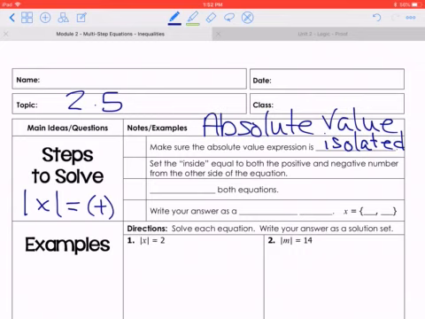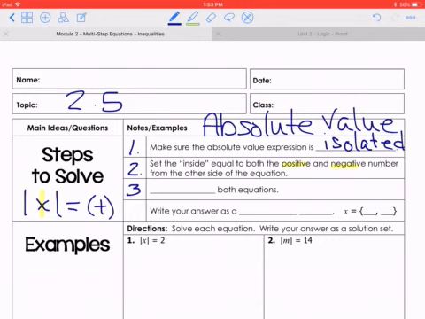So, for step 1 then, we're going to make sure that the absolute value expression is isolated. That means the only thing that can be on the side of the equation is your absolute value. Then whatever is inside your absolute value, so like I'm showing you right here, whatever's inside, we're going to equal it to both positive and negative numbers. So you'll have to equal it to both the positive and the negative, okay? That's going to be step 2. In a minute, when I show you the work, it'll probably make more sense.